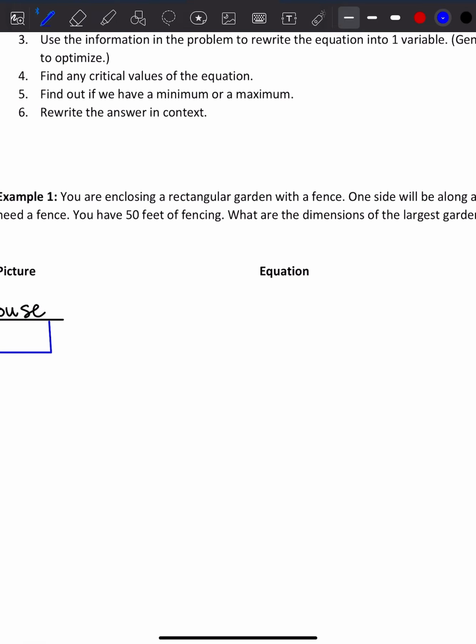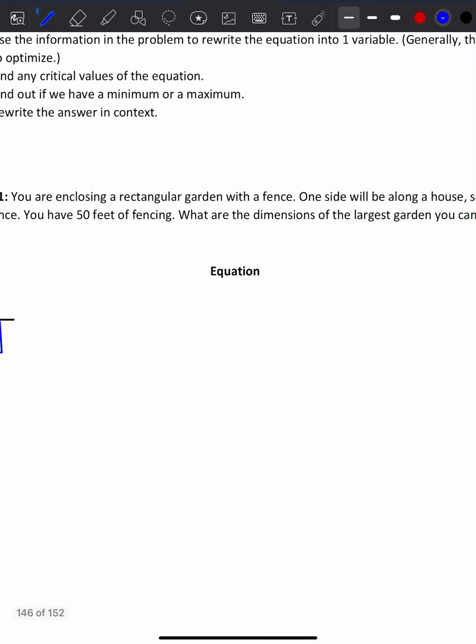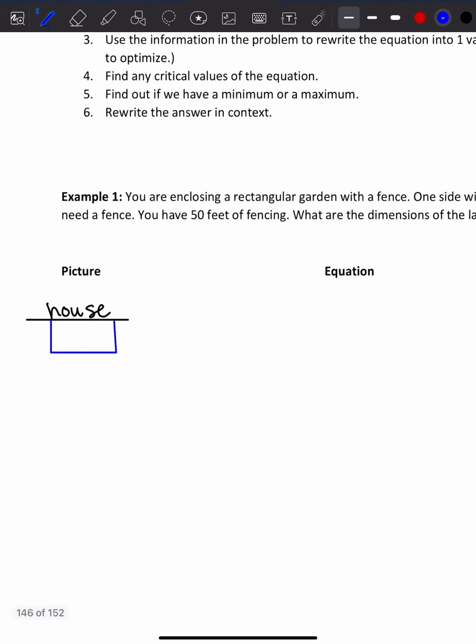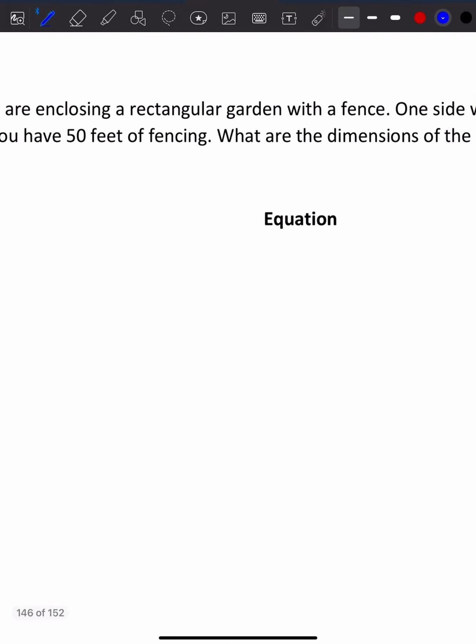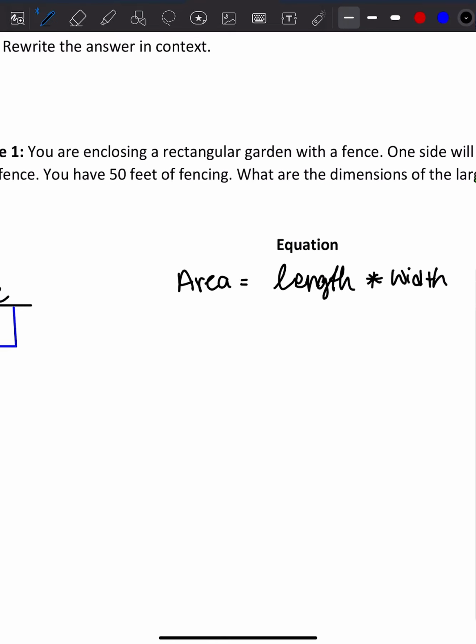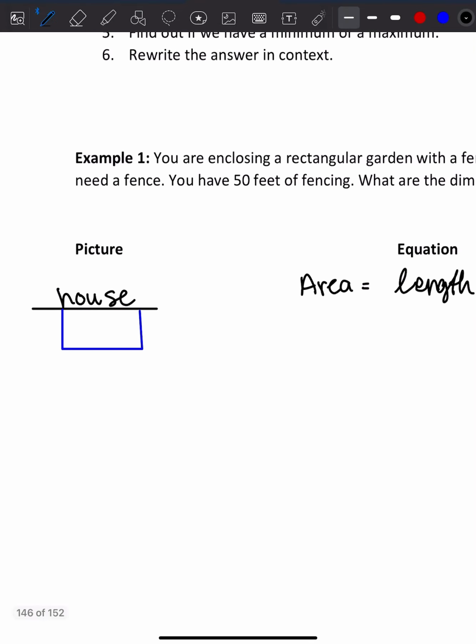It says we want the dimensions for the largest possible garden. This is a rectangle, and we want to look at the largest possible garden, which means we're going to be talking about area. So we want the area equation. So our area is equal to length times width. It doesn't necessarily matter which one's length and which one's width, but we need to pick one for our problem. So we're going to make one of those sides x, and then figure out what the other side is going to be.